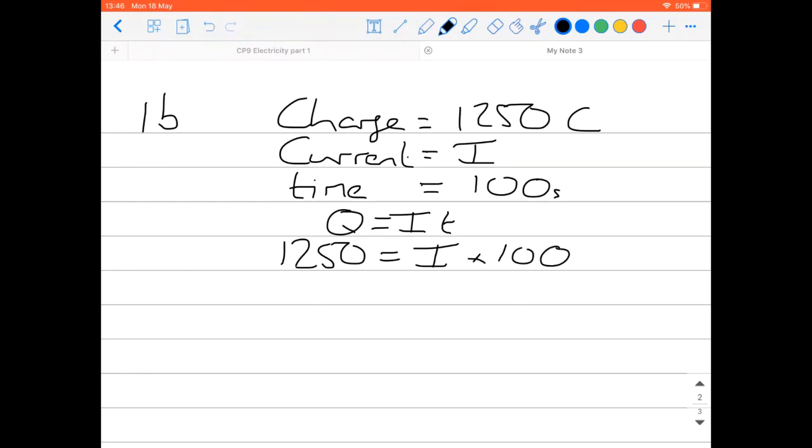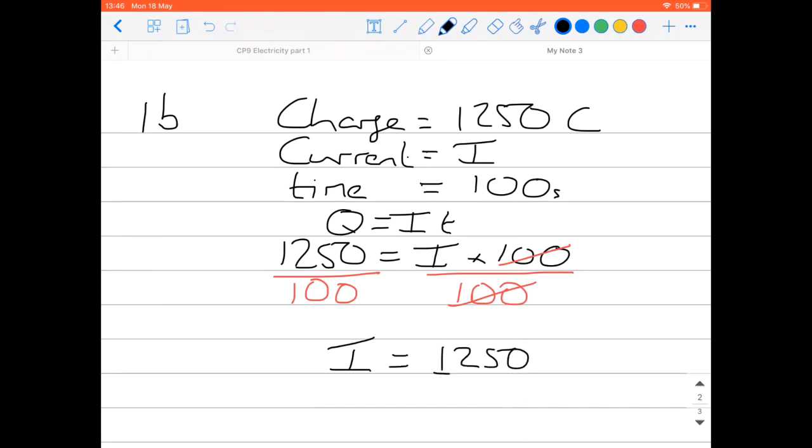I'm going to need to change the subject to make I the subject. So I'm multiplying by 100 here. So the opposite of multiplying is dividing by 100. And I'm going to do that on both sides. I can cancel through these hundreds, and I end up with I equals 1,250 divided by 100, which is 12.5 amps.